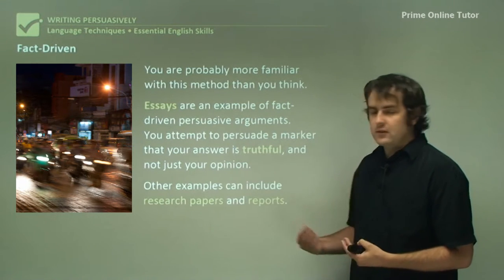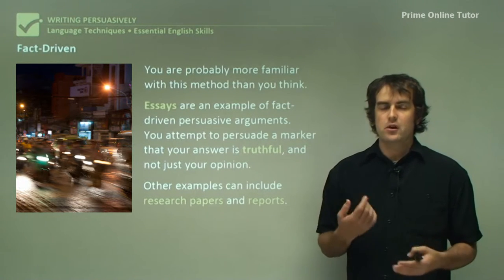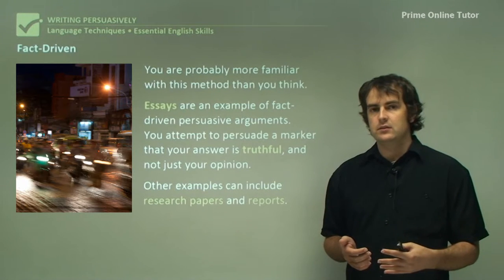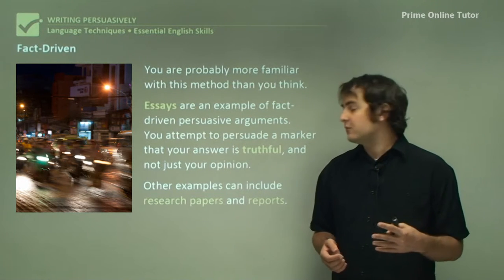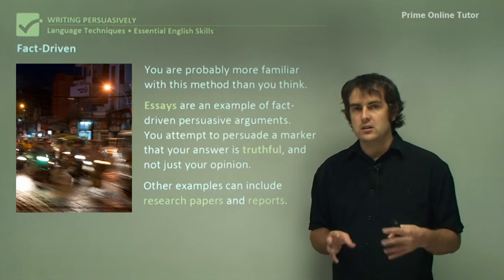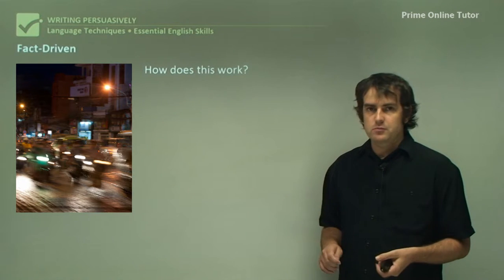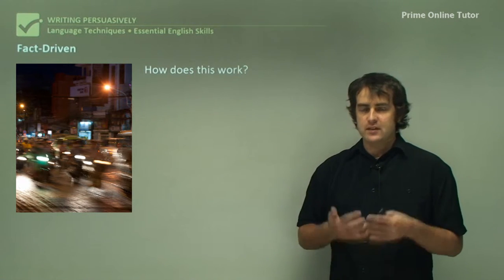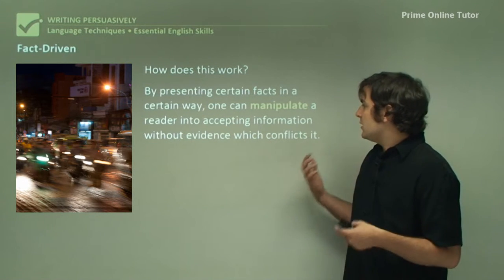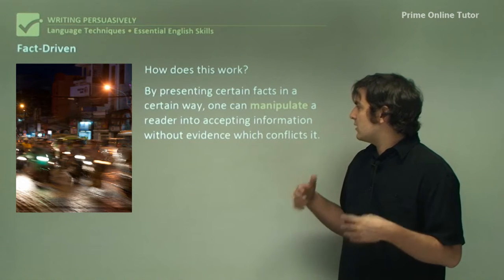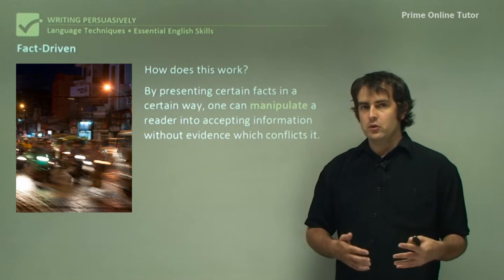Okay. Now, other examples of this as well can include things like research papers and reports. Again, they are driven mostly by facts, but they can have an element of bias to them. And certainly, again, as I was saying before, with types of reporting of information, you can choose to basically present things how you wish to. Now, how does this work? Okay, well, we know the essay approach, but generally, how does persuasion work when you're presenting facts? Well, by presenting certain facts in a certain way, you can basically manipulate a reader. So you can essentially get them to accept information without having any sort of evidence that conflicts your point of view.